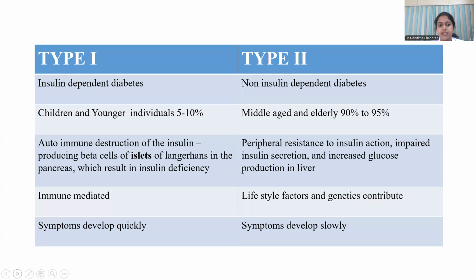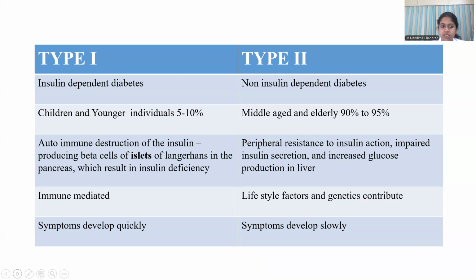So what's the difference between type 1 and type 2? As I told, type 1 is insulin dependent. Type 2 is non-insulin dependent diabetes. Insulin dependent type 1 is mainly seen in children and younger individuals, and the prevalence is about 5 to 10%, whereas the most commonly seen type of diabetes is type 2, which is commonly seen in middle-aged or elderly individuals with prevalence of 90 to 95%.